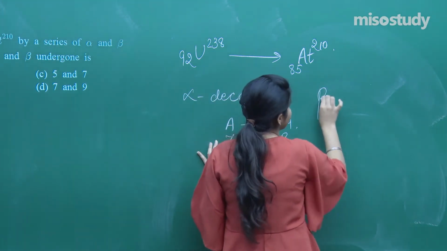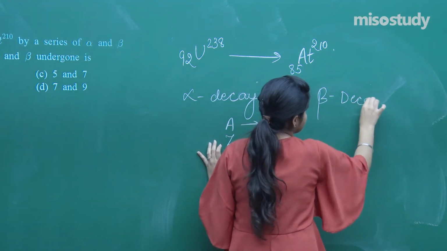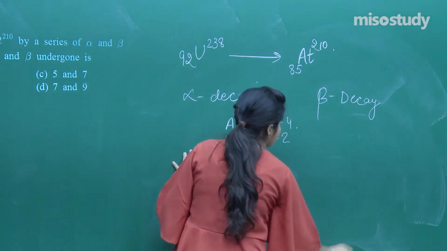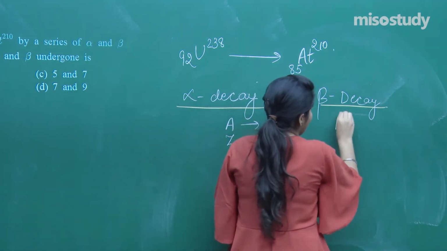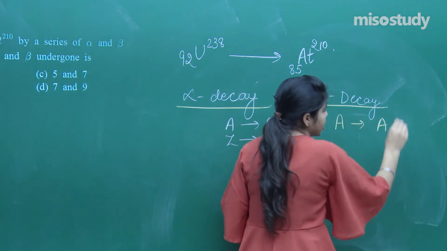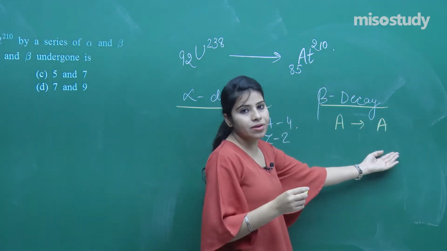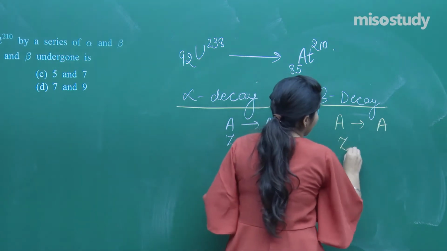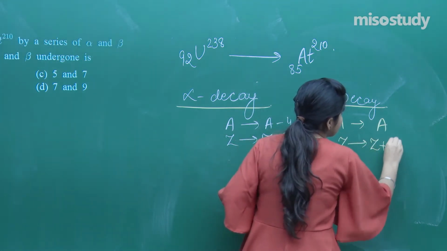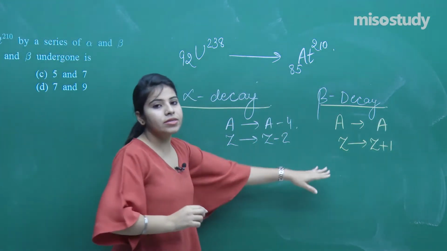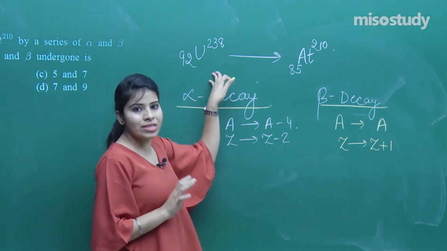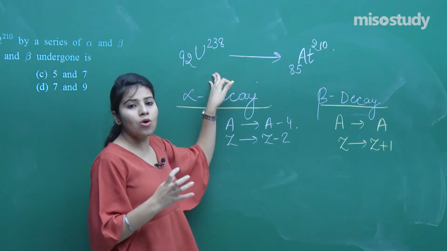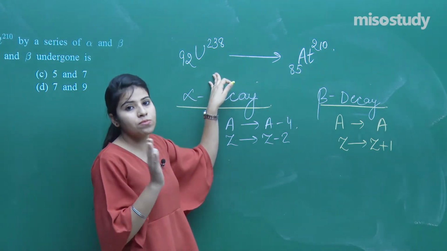In the case of beta decay, the mass number does not change. So if it is A, it will remain A, but the atomic number will be increased by 1. This is the case of beta decay. Now in the question we have been given only this, and we have to tell how many alpha and beta decays would be happening.